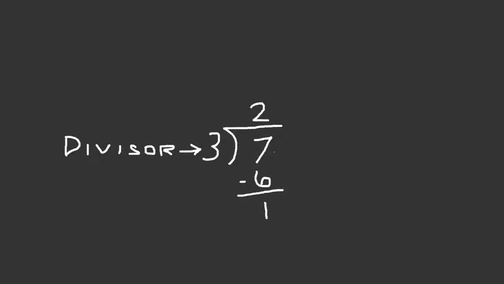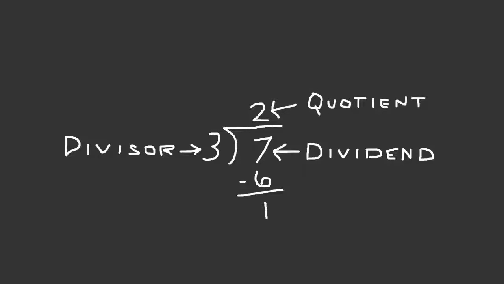Using long division, I'll divide 3 into 7. 2 times 3 is 6, and that leaves a remainder of 1. The divisor is 3, 7 is the dividend, 2 is the quotient, and 1 is the remainder.